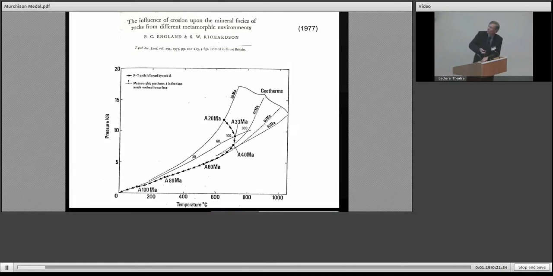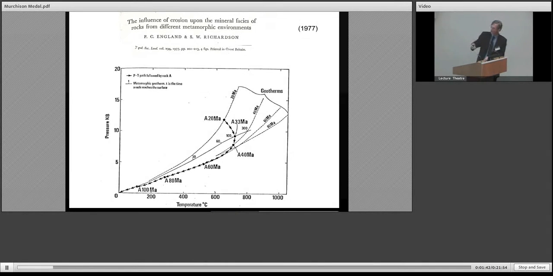So what Oxburgh and Turcotte did originally, and then Phil England and Steve Richardson expanded on, was to say, well, what would happen if we had an overthrust terrain, we thickened the crust, and had a perturbed geotherm, and then allowed that to decay. And what they said was that, well, this will result in a pressure temperature path that will follow some kind of a clockwise loop.